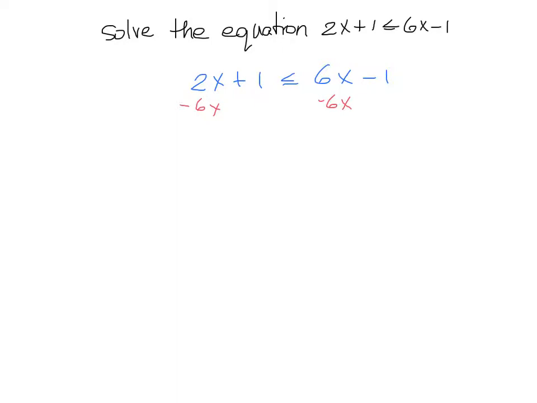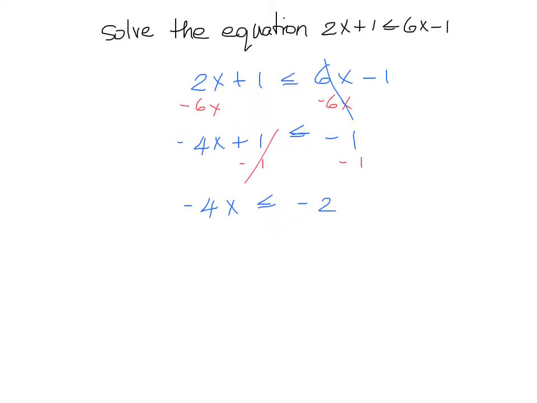If we subtract 6x from both sides, remember we're trying to get the x's on one side and the numbers on the other side, we get on the left side negative 4x plus 1, is less than or equal to negative 1. Again, we want everything away from our x's, with the x's on one side and the constants on the other side. So I'm going to subtract 1 from both sides, and we have that negative 4x is less than or equal to negative 2.